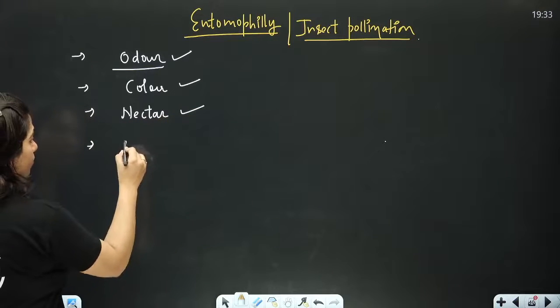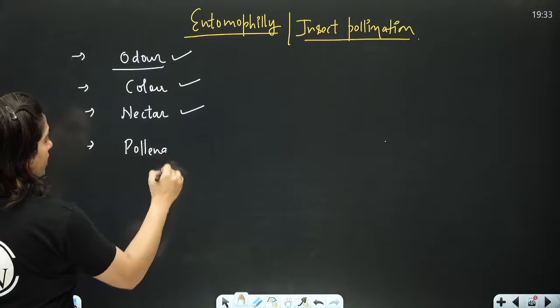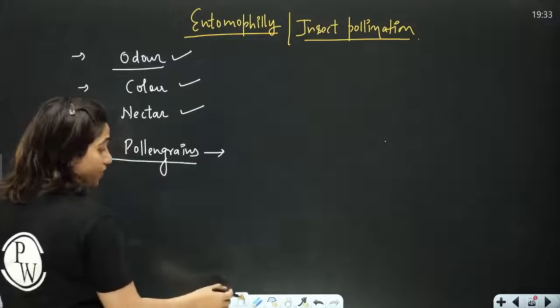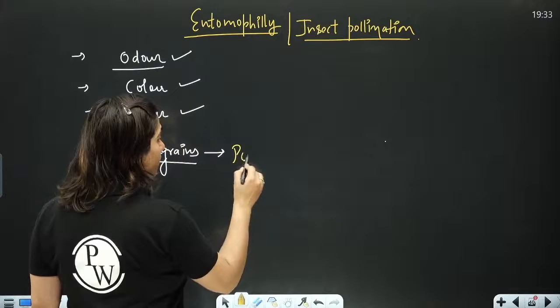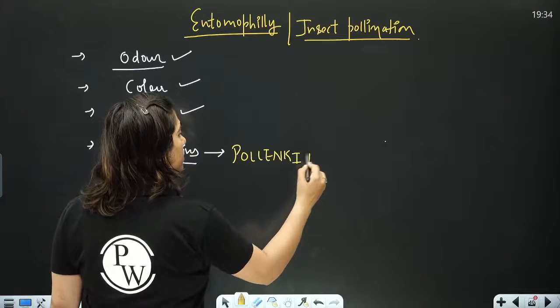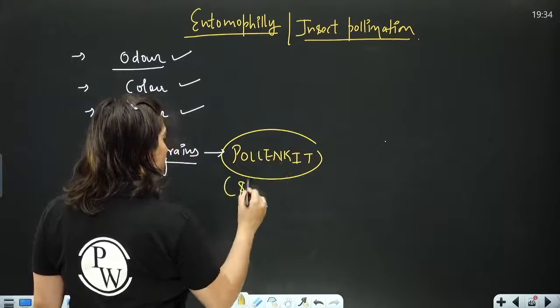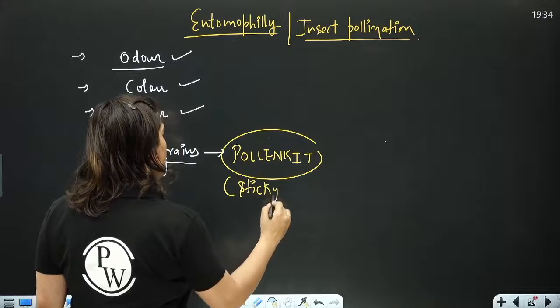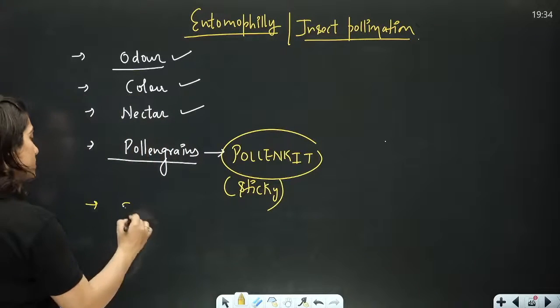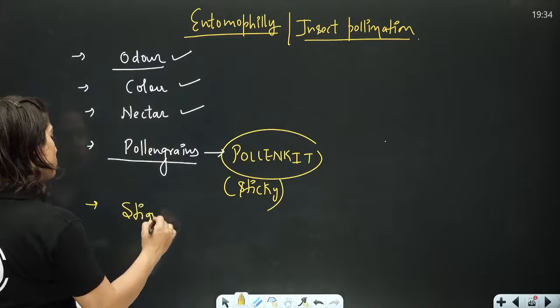And the pollen grains of the insect pollinated flowers are very special because they have, remember, pollen kit around them. Who formed the pollen kit? The tapetum, which is a sticky layer, and they get stuck to the legs of the insect. Then the stigma is also sticky.